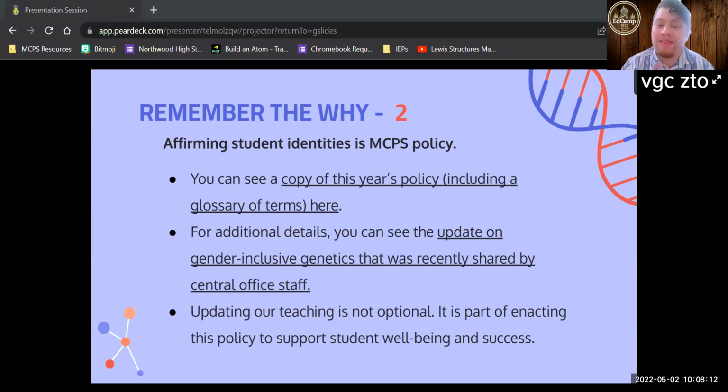Glad you made it. And then, of course, also keeping in mind that because this is a part of our policy and enacting our teaching within MCPS, we also know that that means it's not optional. It's something that we really need to do.